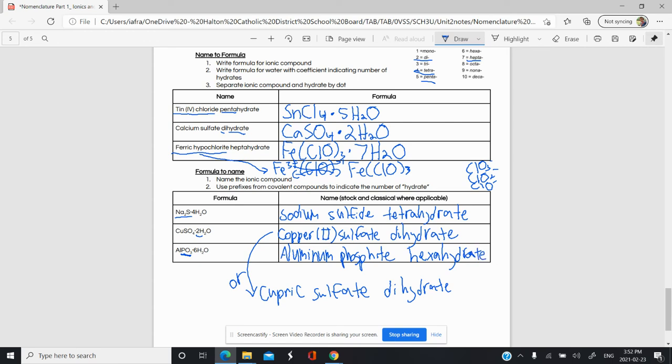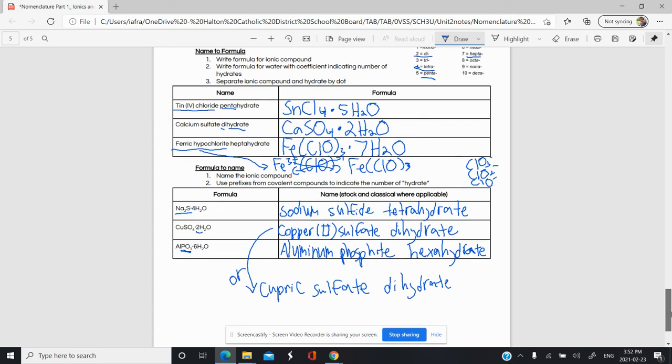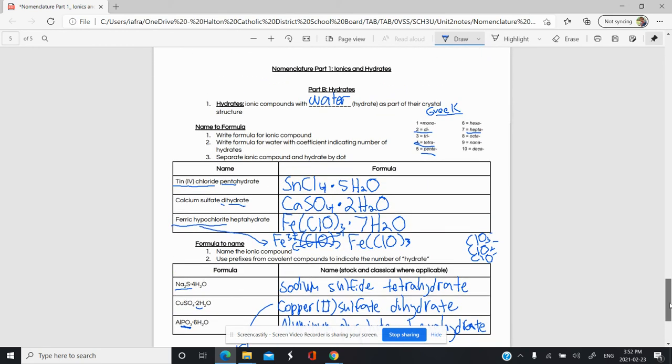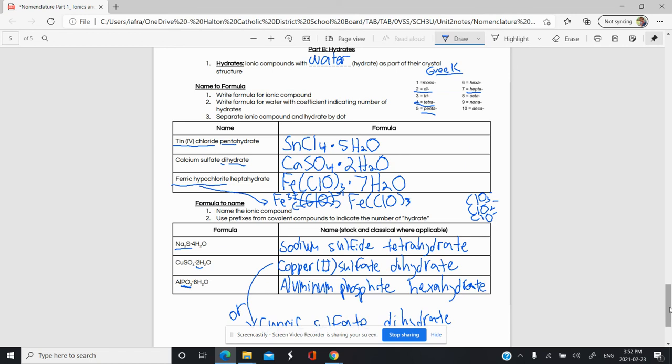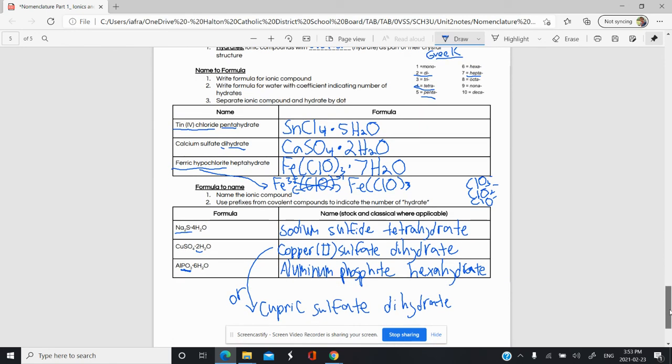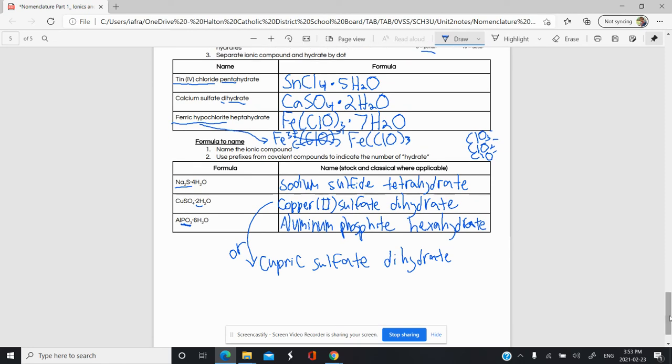So naming and writing formulas for hydrates requires good knowledge of writing formulas and naming ionic compounds, because you're really doing the same thing. You're just adding an extra step of telling us how many water particles are attached or embedded within the crystal of the ionic compound. So again, it's not dissolving, it's actually water being part of the crystal of the ionic compounds.